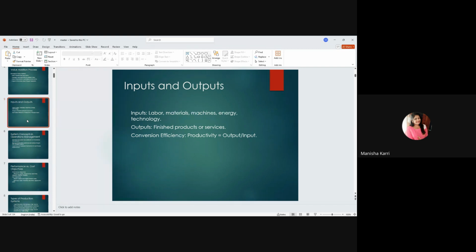Understanding these relationships, which relationship? Conversion efficiency matters. Understanding conversion efficiency and inputs and outputs will definitely make a business more focused on improving their processes, to maximize outputs without unnecessarily increasing the inputs. This is nothing but the inputs and outputs concept.